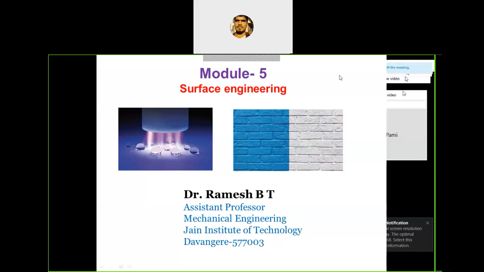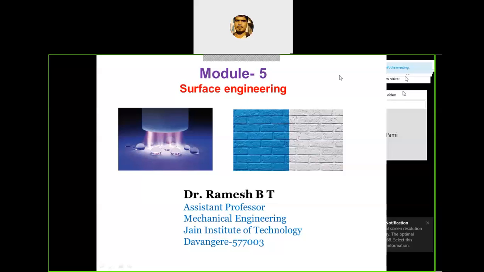At the same time, we need surface engineering or surface topology. The study of surface is an important subject or concept. Again, it is a part of tribology. So whatever the tribological solution, surface engineering also contributes to the tribological solution. And what is this surface engineering?